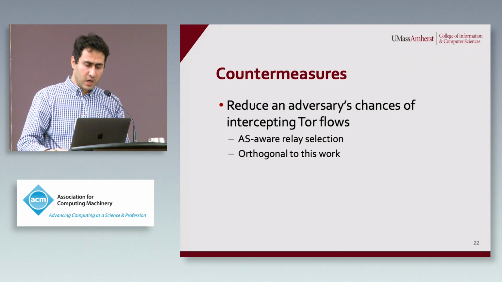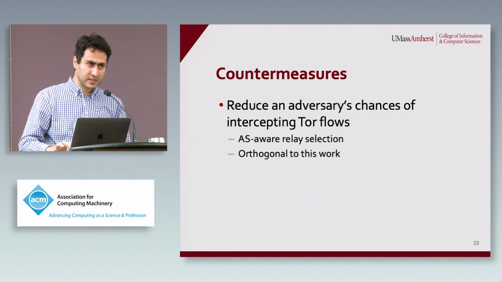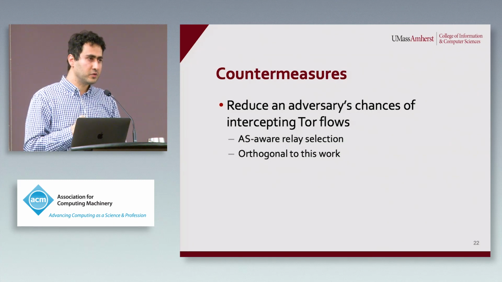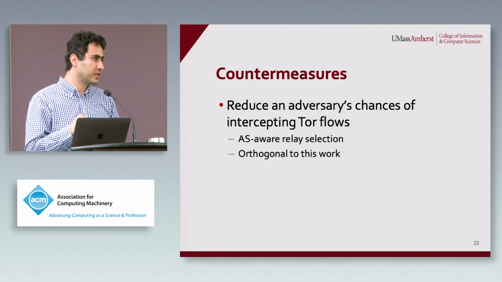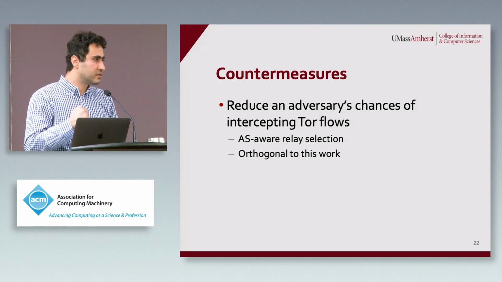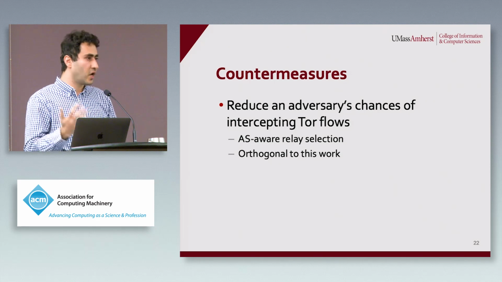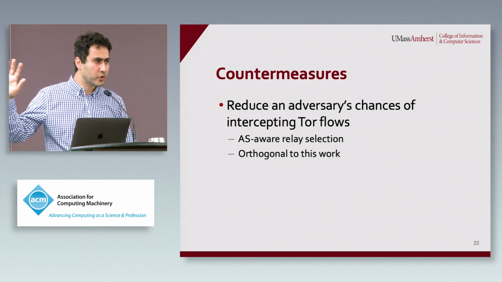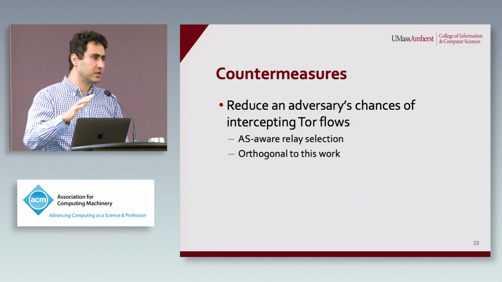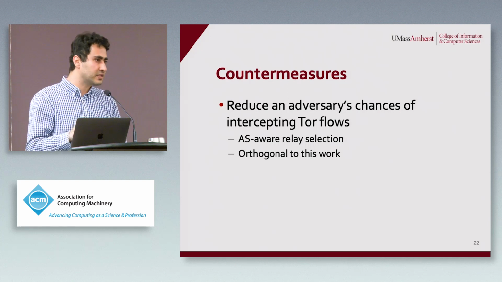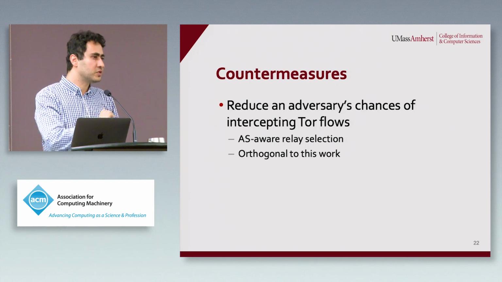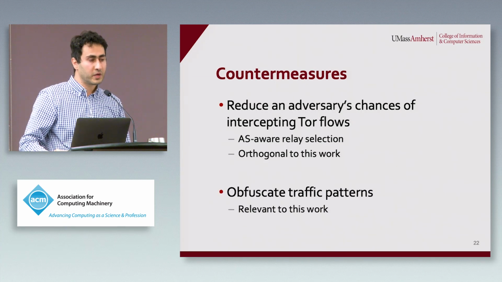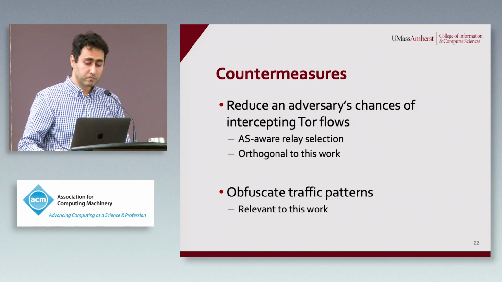All right, so let's talk about countermeasures. This seems to be serious. One avenue for defeating these kinds of flow correlation attacks is to minimize an adversary's chances of intercepting a large number of Tor connections. This is orthogonal to our work. Like I said at the beginning of the talk, there's been a lot of work designing AS-aware path selection mechanisms to reduce the chances of an adversary intercepting connections. But the countermeasure which is relevant to this work is obfuscating traffic features.